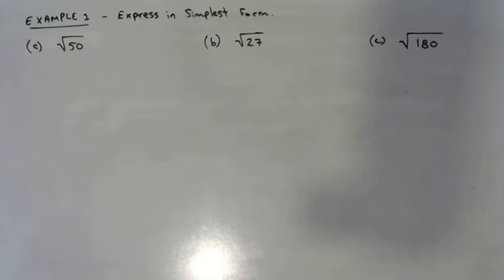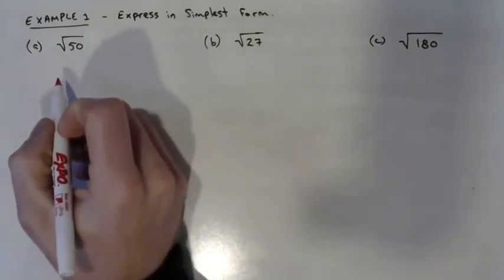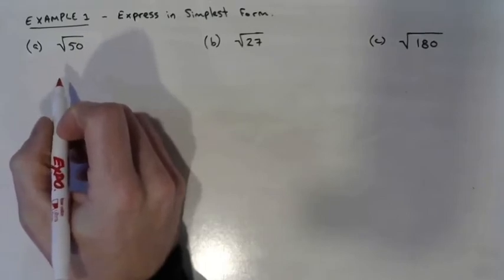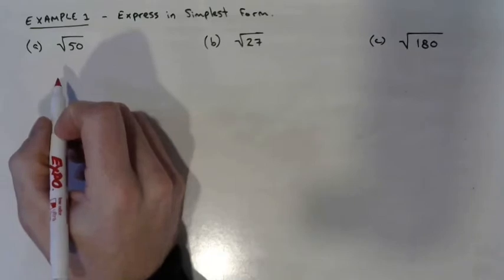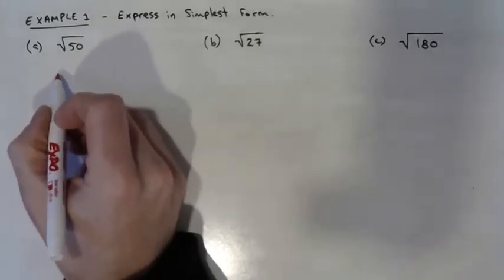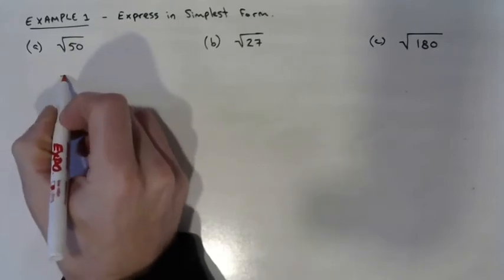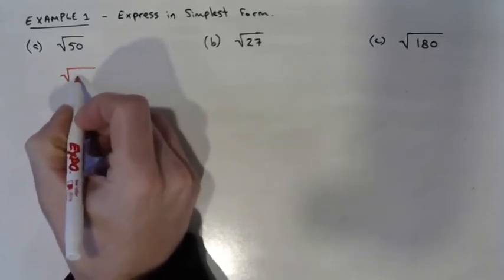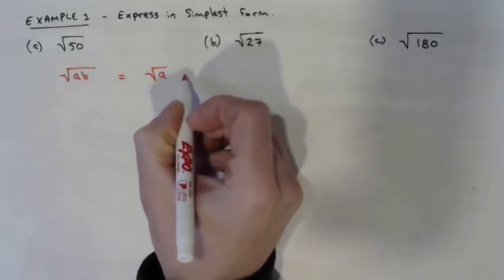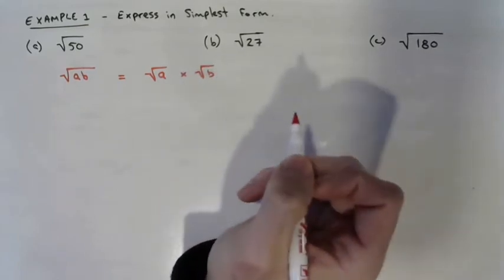All right, example 1, we're given 3 different radicals, and we're going to express them in simplest form. Now, one of the tools that you're going to need here that isn't given yet, it was in an investigation that we skipped, but it is the idea that a radical can be split into its factors. So, for instance, if you have a number, and it can be represented as a times b, that's actually equal to the radical of a times the radical of b.